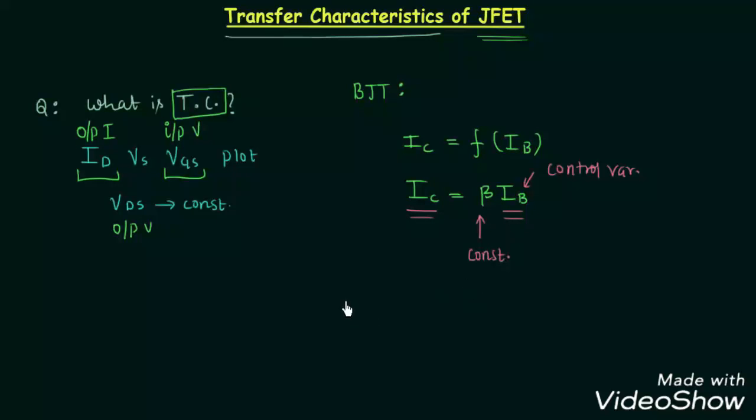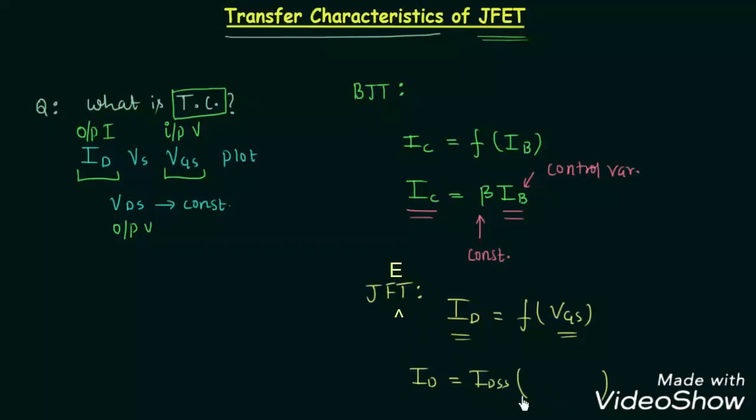But in case of junction field effect transistors, there is no linear relationship between the output and input quantities. We already know the drain current is the function of voltage VGS, and the relationship between ID and VGS is defined by Shockley's equation. ID is equal to IDSS inside the bracket 1 minus VGS divided by VP and the whole square. This is a very important relation.